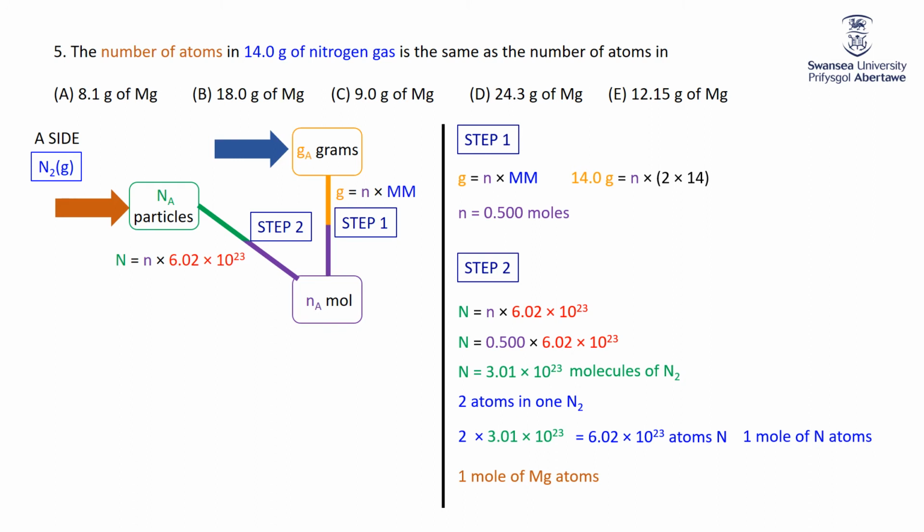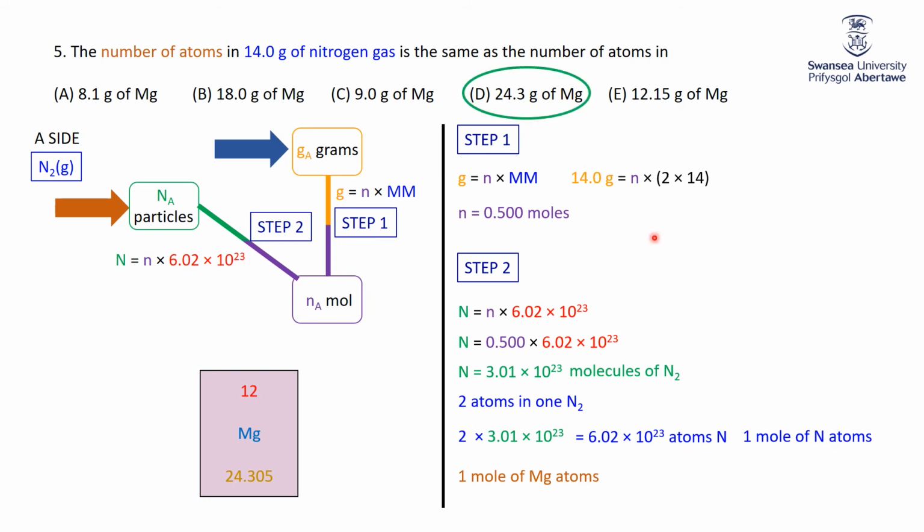So therefore, we want 1 mole of magnesium atoms. Well, what does magnesium weigh? 24.3. So 8.1 grams, that's not a mole. 18 grams, not a mole. 9 grams, not a mole. 24.3 grams of magnesium is a mole.